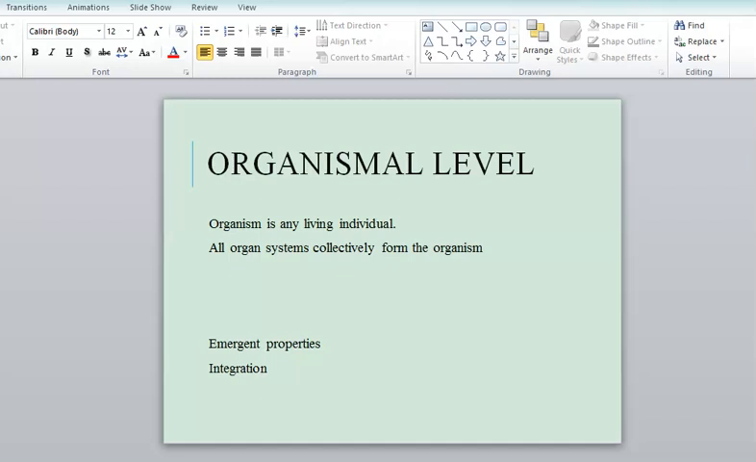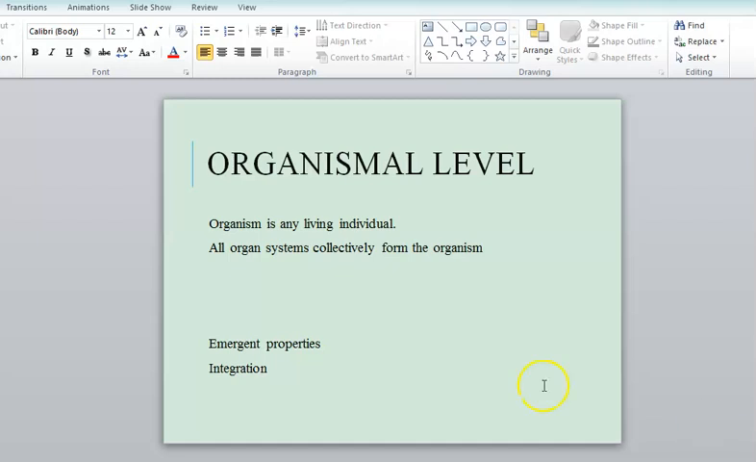And then another one is integration. Integration means it is a process by which several components work together for a common unified purpose. So thus the body is much more than the sum of its parts. It is a result of integrated activities between components at essentially all levels of organization.